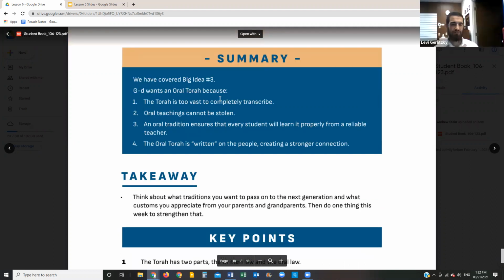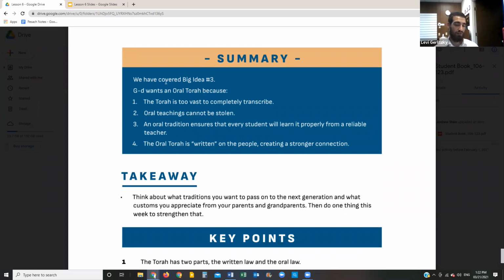Very good. So these are the 3 points. The third point of the class, in total, it gives 4 explanations. So just to recap in a moment before we get to the key points, the 3 sections that we had for this class, number 1 is that there are 2 parts of the Torah, the written and the oral. Point number 2 we said was, what are the proofs of the oral Torah?